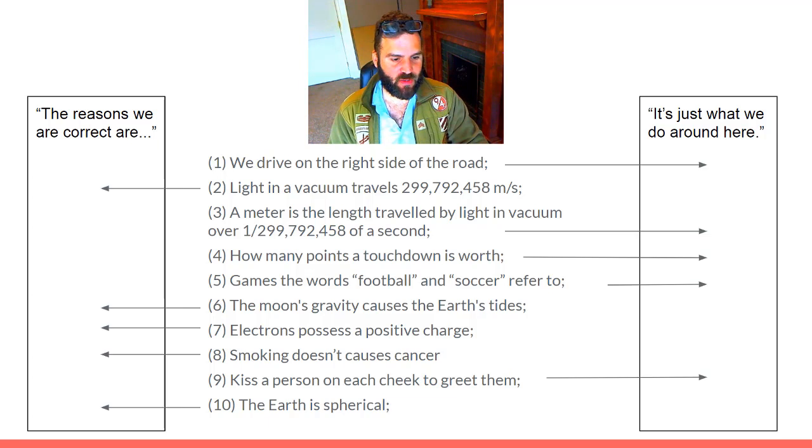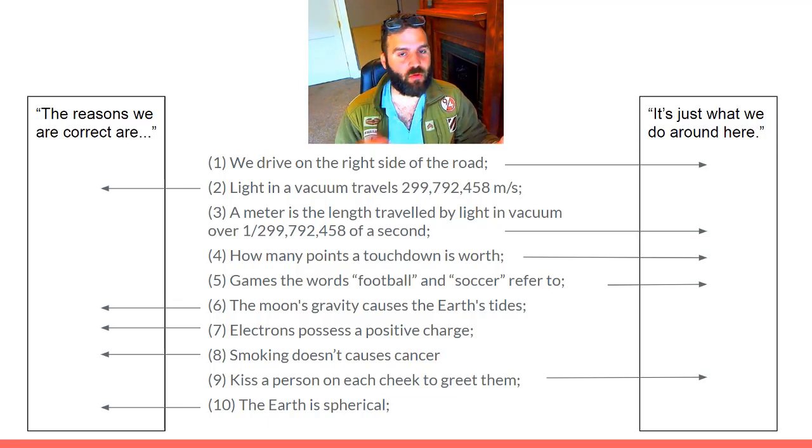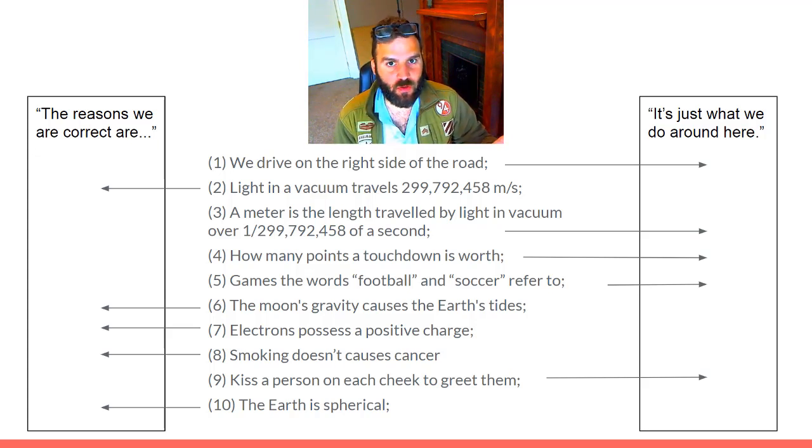So if we sort these statements according to those two categories: we drive on the right side of the road. Why do we do that? All you can say is, well, that's just what we do around here. You might tell the history of how it got to be that way, but you're not really justifying it. When you tell the history, you're really just explaining how it got to be what we do around here. The justification you offer is, it just is what we do around here.